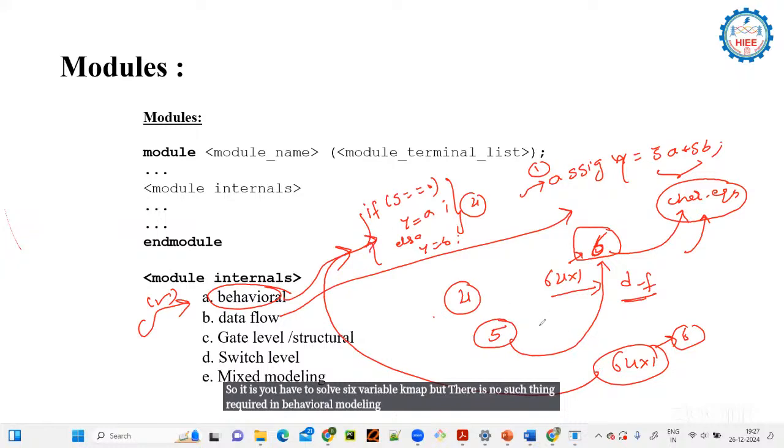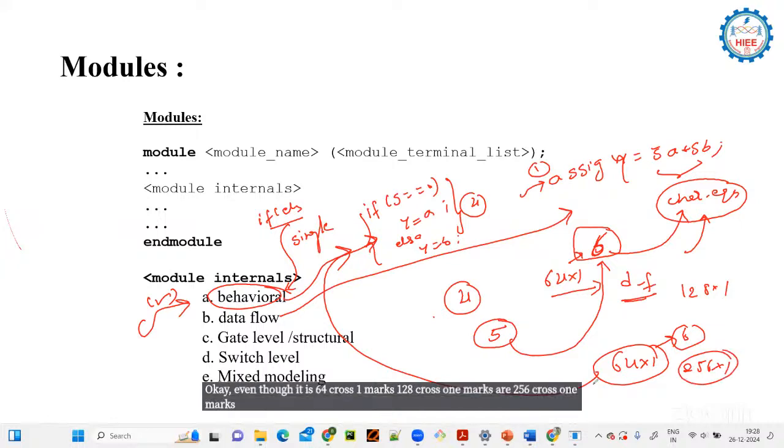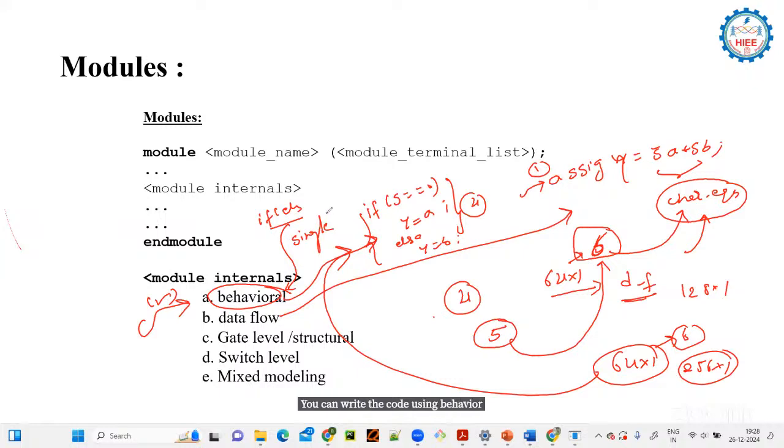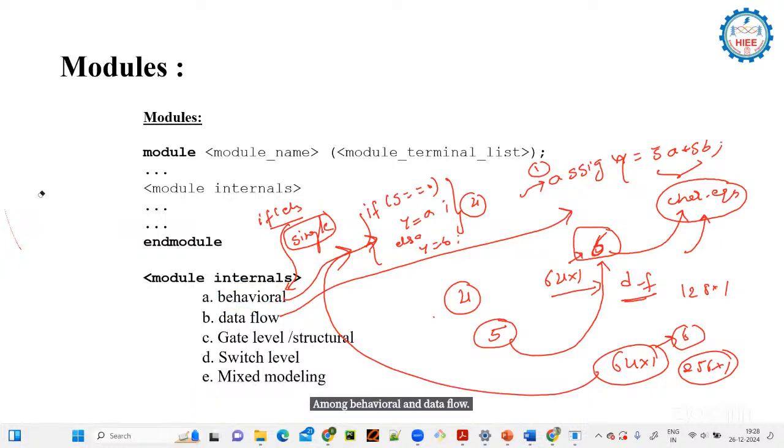You can write this code very easily just by using if else statements, or in behavioral modeling you can even write it in a single line. Even though it is a 64 cross 1 mux, 128 cross 1 mux, or 256 cross 1 mux, whatever the size of the mux, it doesn't matter. You can write the code using behavioral style in a single line. Now you tell me, based on the discussion so far, among behavioral and data flow, which one is easy for you to code?